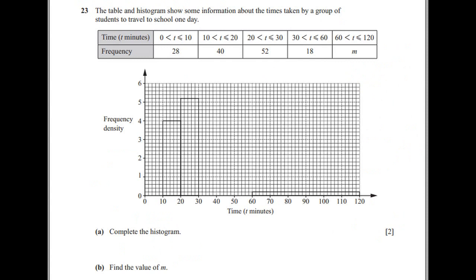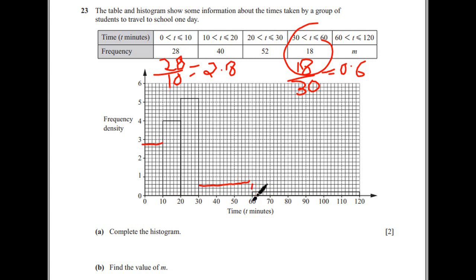Question number 23. Part A, complete the histogram. So this bar is missing and this bar is missing. Let's find out the values. We need the frequency density. Frequency density is frequency over class width. So 2.8 is the height of the bar over here. So 2.8, then frequency density is frequency over class width, which gives us 0.6. So 0.6, roughly 3 boxes. That is the height over here. So this one.